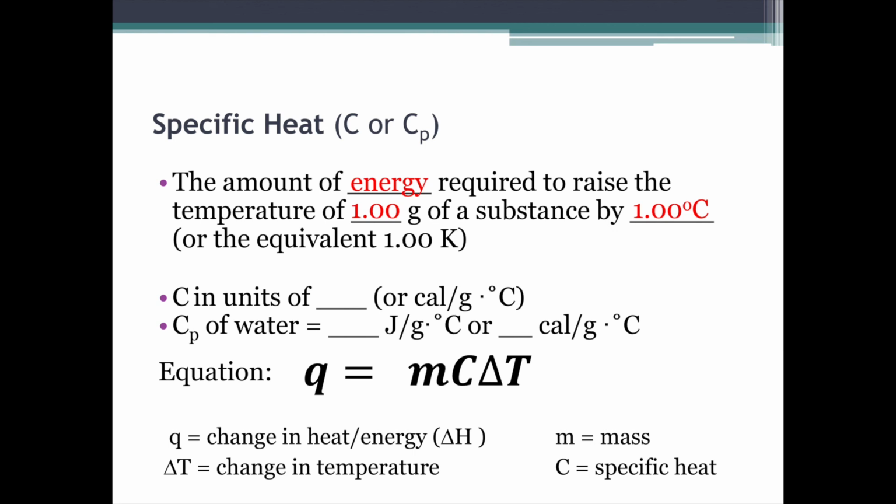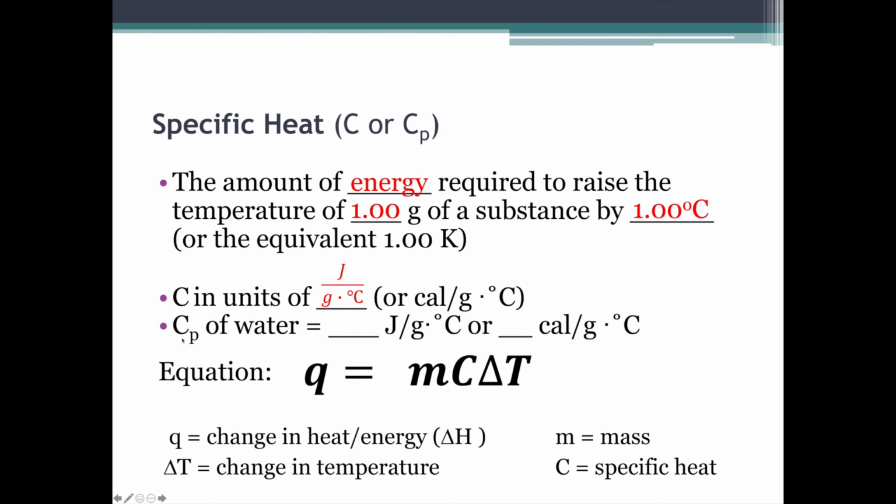Now, the units of specific heat are joules per gram degree Celsius. This is the amount of energy per gram per degree Celsius you're raising the temperature by. Now, it doesn't have to be in joules, it could be calories per gram degree Celsius as well.